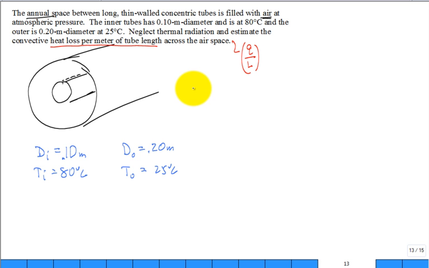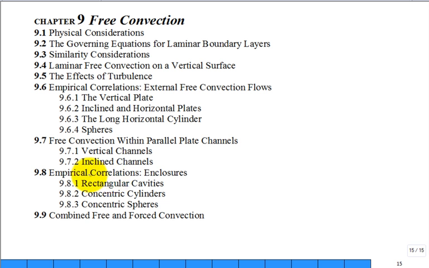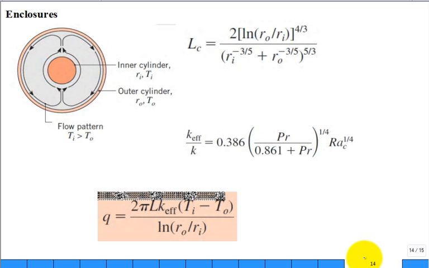Well, we're going to have to figure out how to treat the air, which would normally be stagnant in between. But because of the hot surface and the cool surface, it would promote the heat transfer. It'd be more heat transfer from the inner hot to the cooler outer surface. You look through the textbook and find there are empirical correlations for enclosures and between concentric cylinders, and somebody studied this and reported a correlation.